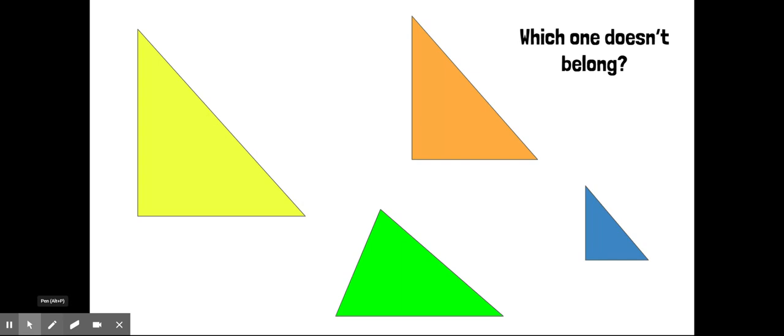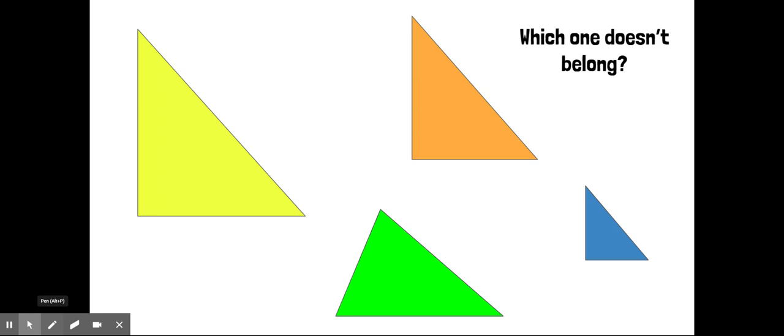This unit is all about properties of similar shapes and what is going to make a shape similar to another shape. So let's start off with this one. Which one doesn't belong? One of my favorite activities. And I want you just to take a look and notice what they all have in common.